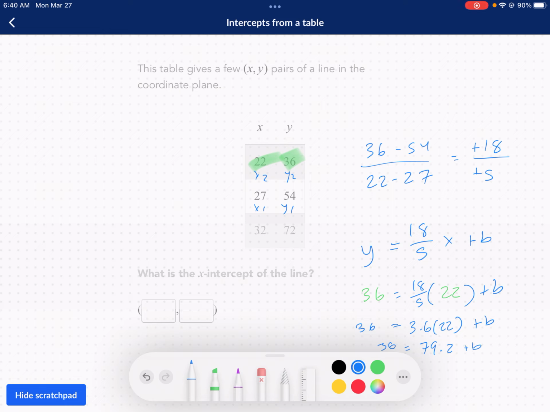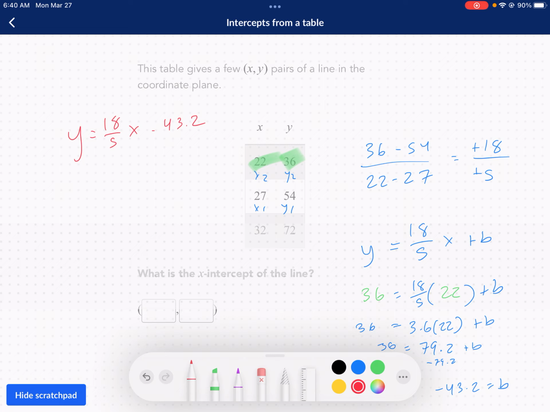Then I'm going to subtract from both sides, negative 79.2. Kind of ran out of room there. Hopefully you see what I'm doing. So we have negative 43.2 equals b. Now we have our equation. Let me change it to red. We have y equals 18 over 5 x minus 43.2.